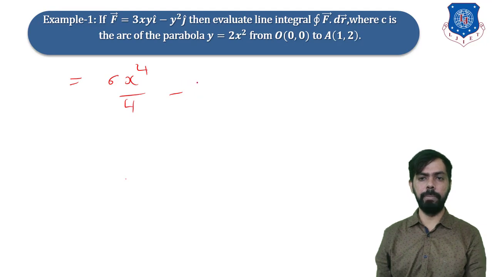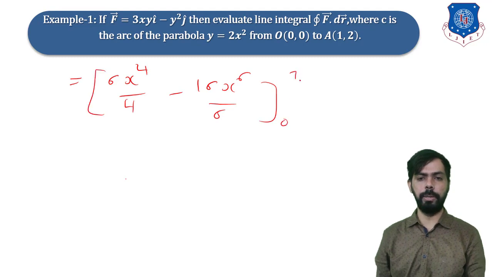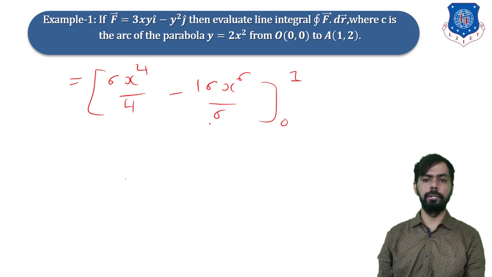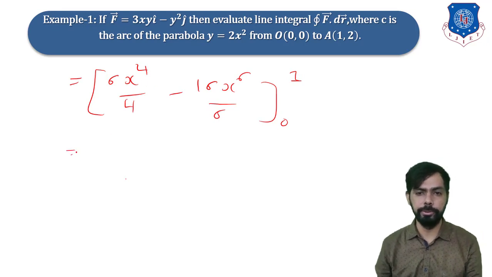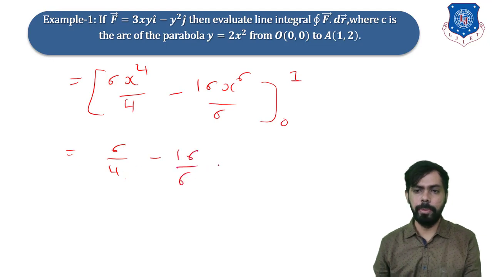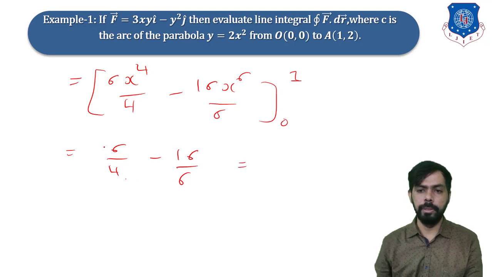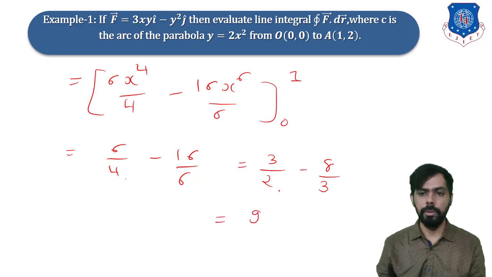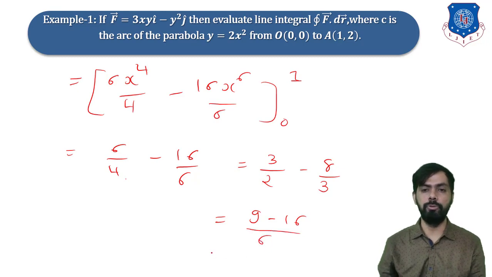Now first of all we will replace x by 1, then minus we will replace x by 0. So this will be 6 divided by 4 minus 16 divided by 6, and as the lower limit is 0, no need to write the remaining terms. If we simplify this, it will be 3 divided by 2 minus 8 divided by 3. Here the LCM will be 6, so this will be (9 minus 16) divided by 6. Therefore this will be minus 7 divided by 6. Therefore the answer of this question is minus 7 divided by 6.